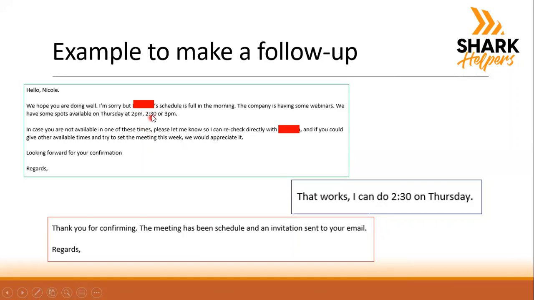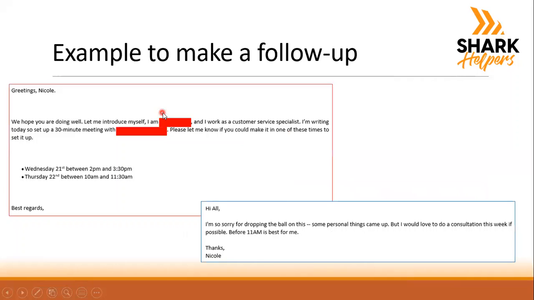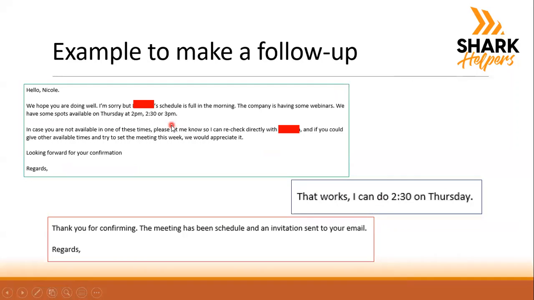And so I gave her these times, despite she told me that she could do it before 11 a.m. That was best for her. But as my boss couldn't do that, I rechecked the schedule. I gave her these times, and she accepted to do it at 2:30 p.m. So I replied, thank you for confirming. The meeting has been scheduled and an invitation sent to your email. Regards, and then again, my signature.